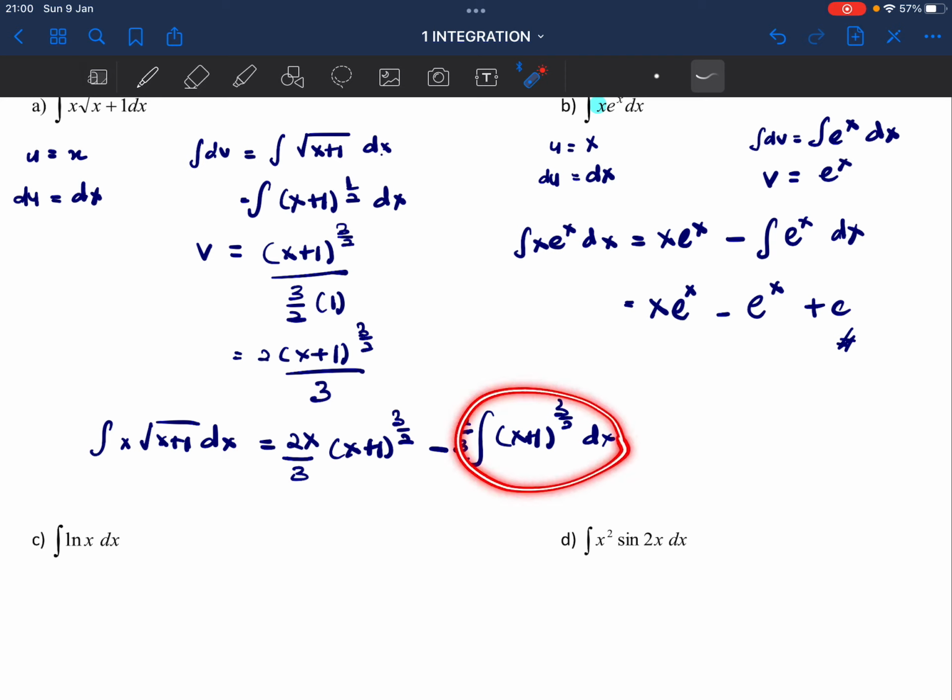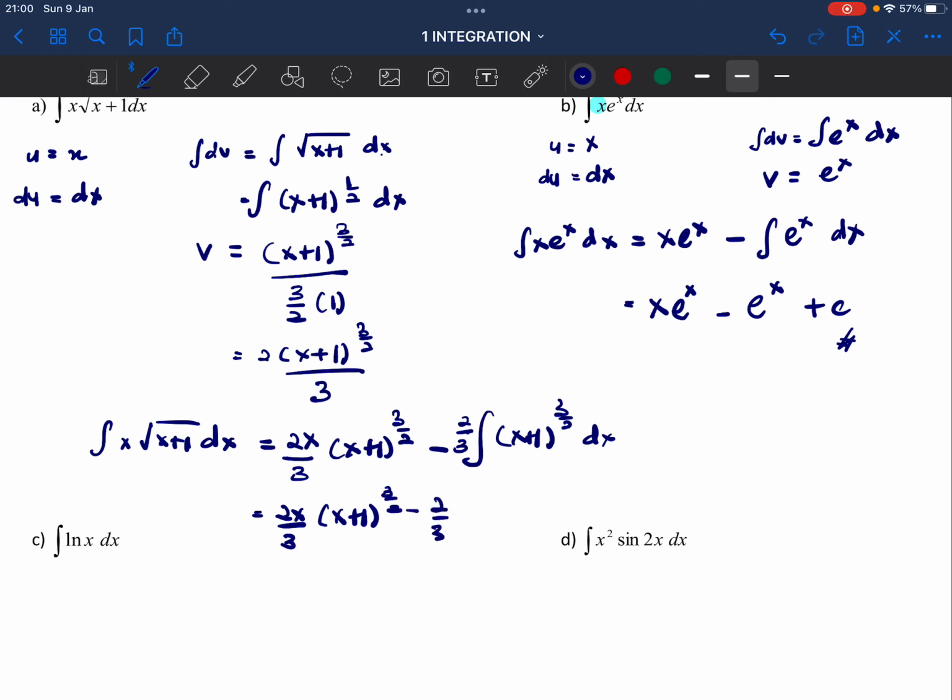Only this part you have to integrate once again, so that will be 2x over 3 x plus 1 3 over 2, the constant 2 over 3, use power rule. That means we will get x plus 1, 3 over 2 plus 1, we get 5 over 2, bahagi dengan 5 over 2, multiply by 1. Okay, 1 ni datang dari mana? Differentiate dalam. Okay, so don't forget your plus c, and everything is done.